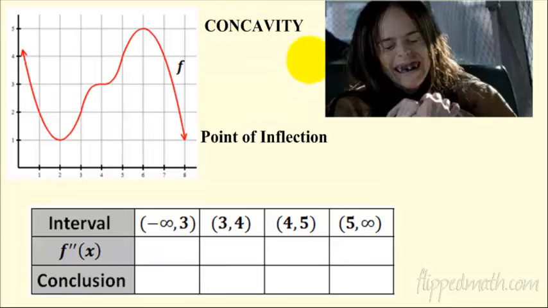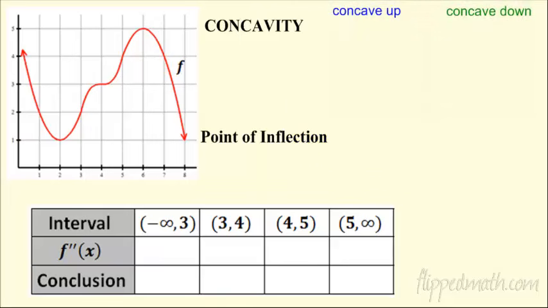When I think of concavity, I kind of think of that girl from Orange is the New Black right there. Check out her teeth. She's a prisoner with bad teeth. Anybody? Anybody? Concavity? Ooh, that was a little rough.